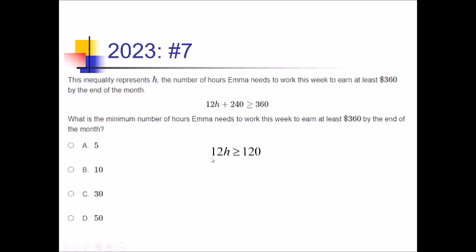Now, if I'm dividing or multiplying by a positive number, that also preserves the direction of the inequality. It doesn't change the direction. It's only when I multiply or divide by a negative that the inequality is going to reverse. So just dividing by 12, I end up with h greater than or equal to 10. So this is telling me that the number of hours must be 10 or more, so at least 10. Which means that the answer choice I'm looking for is choice B. That's the minimum number of hours that Emma could work.